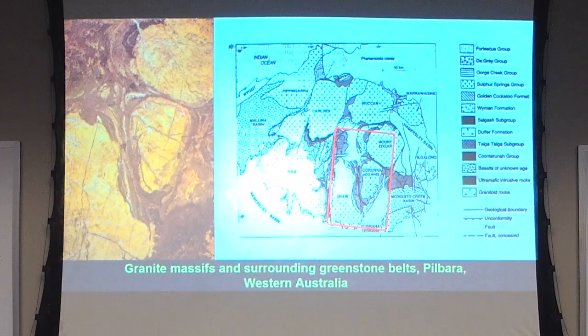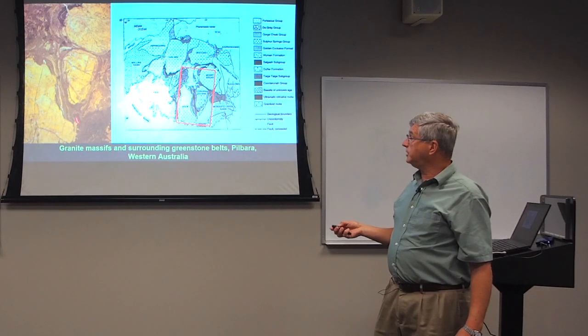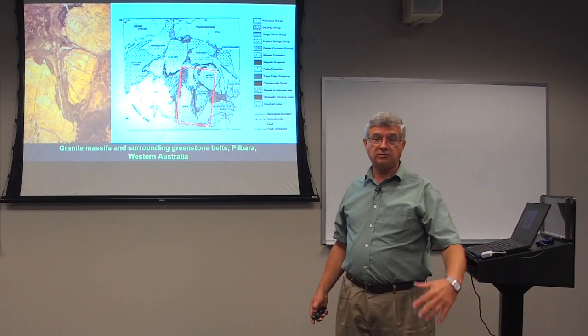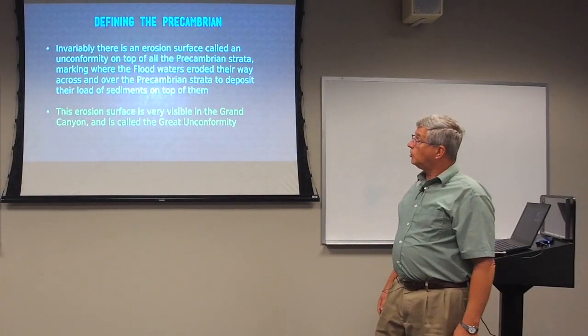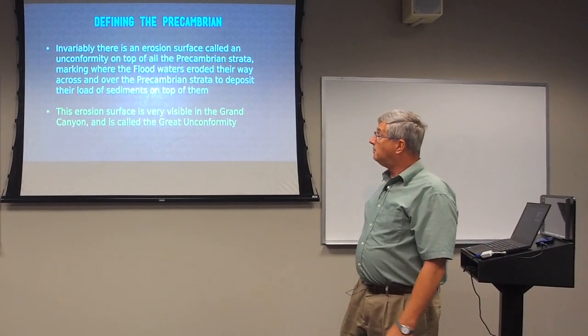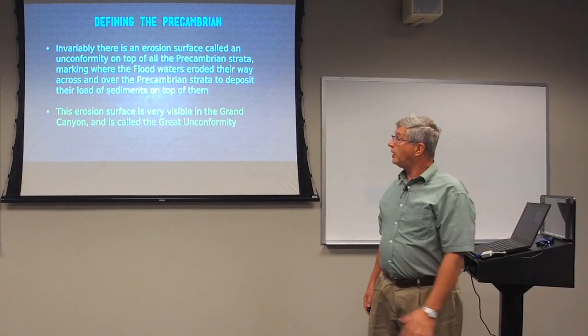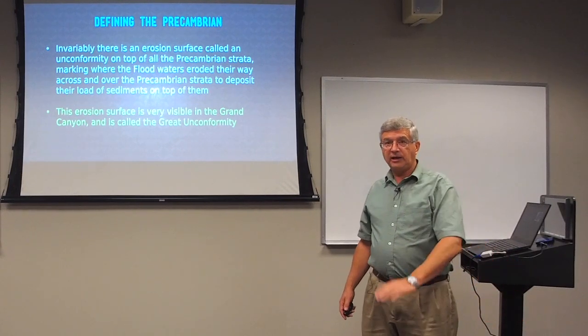You can see these granite massives, these domes of granite, and in between are these linear belts adjacent to them. These are made up of sedimentary and volcanic rocks, and they're quite thick. And these belts are called greenstone belts for a reason that I'll tell you in a moment. Invariably, there is an erosion surface called an unconformity on top of all the Precambrian strata, marking where the floodwaters eroded their way across and over the Precambrian strata to deposit their load of sediments.